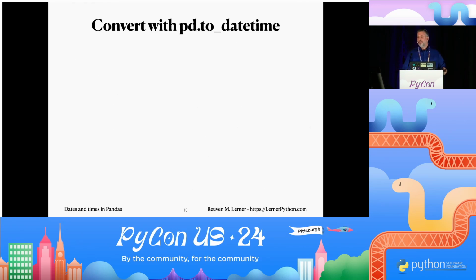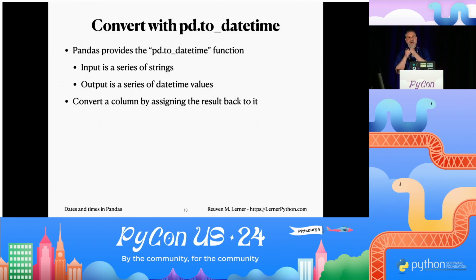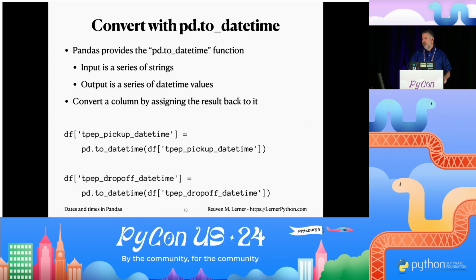So let's say I want to turn them into datetime objects. I can use the function in Pandas, pd.to_datetime. This function gets input as a series of strings, and it outputs a series of datetime values. So if I want to convert a column from strings to datetimes, I run the function on the column, I get the datetime column back, and I assign it back to where it was. So here, for example, I can say pickup datetime equals pd.to_datetime of what it was before.